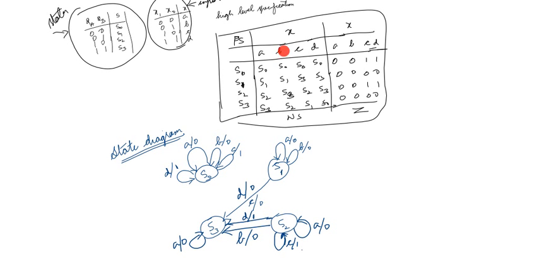When the input is B, we go to the state S2 with the output 0. Right? Now we are in the state S3. When the input is C, we go to the state, no, we are going to S2. Sorry, we made a mistake here. Right? See here. We are in the state S3. When the input is B, we are going to the state S2. Okay, here it is S2.